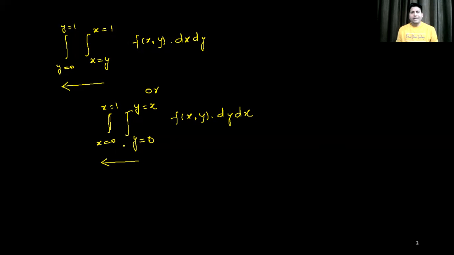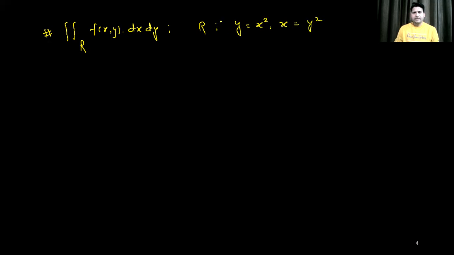Let us take one more example for more clarity. This time I am taking the integral, the same integral, that is the double integral over R of function of x comma y dx dy. The same integral, but this time the region R is bounded by y equals x squared and x equals y squared.